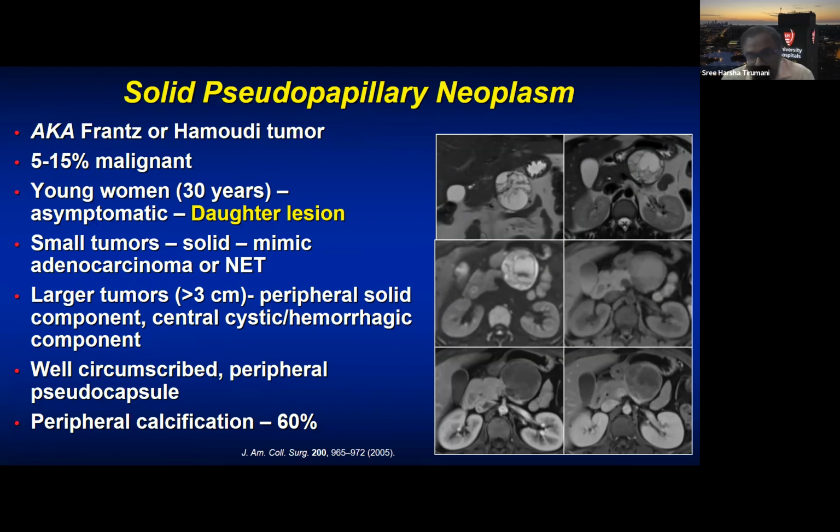This is not seen as frequently as the other cysts. It's also called a Hamoudi tumor. And the risk of malignancy is pretty substantial when compared to the serous cystadenoma. So inevitably, when we make a diagnosis, the patients undergo resection. One reason is its age group. It happens in young women, and therefore this is the classic daughter lesion. And because of the age at which it occurs, most of the time surgical resection is the best treatment option for these.